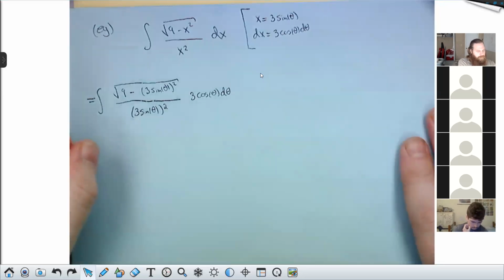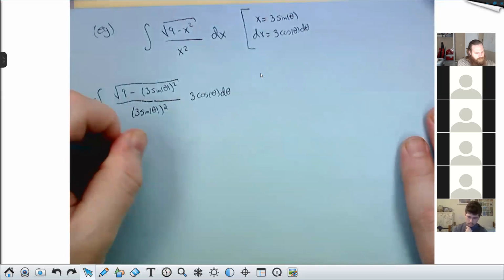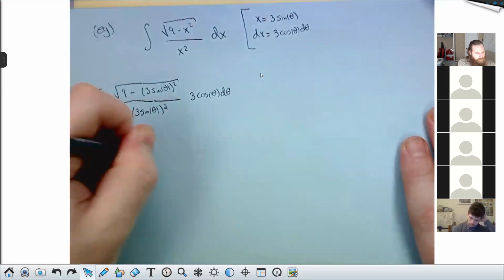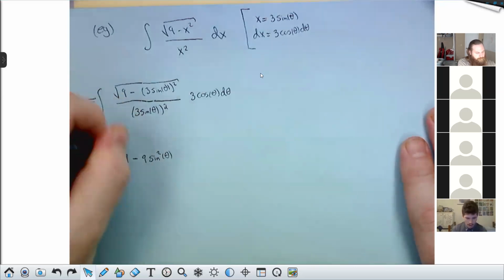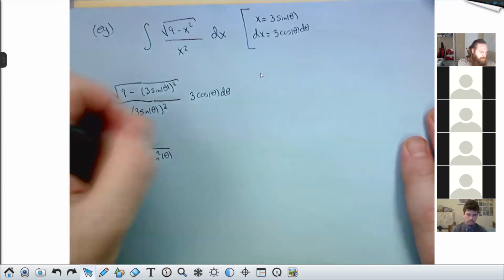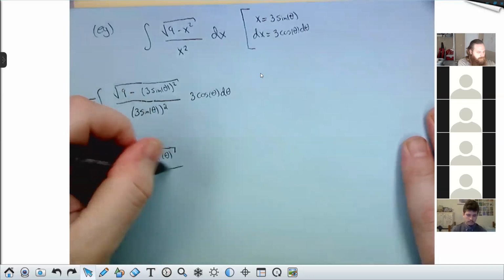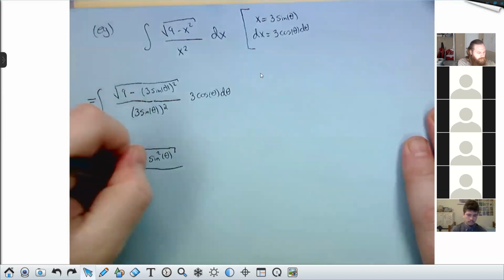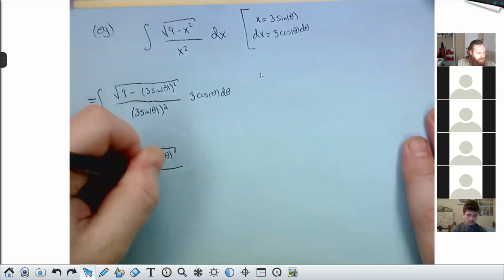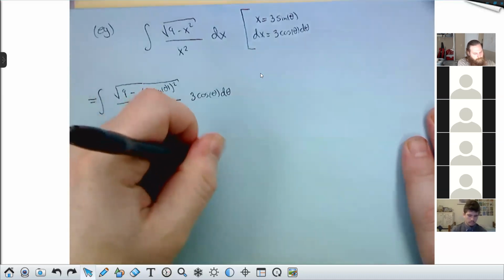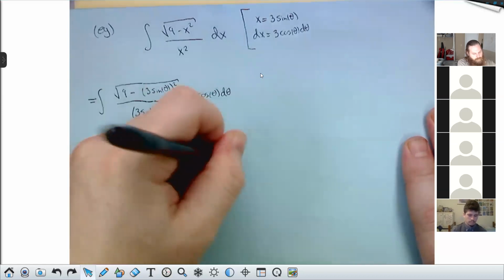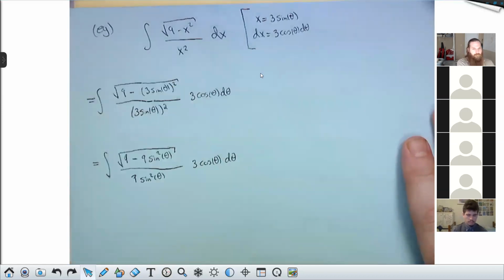The magic happens upstairs with the square root. That's really the point of these substitutions, to get rid of square roots. So under my root, I'll have 9 minus 9 sine squared theta. Downstairs here, I'll have 9 sine squared theta. And over here, I still have 3 cos theta d theta, like this.